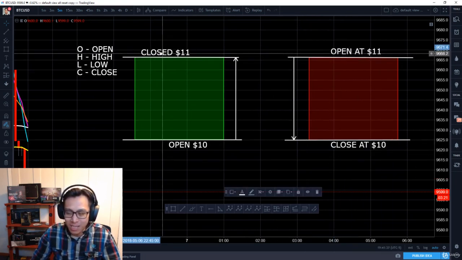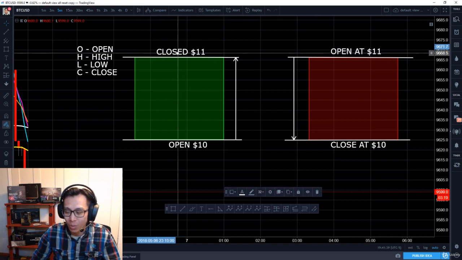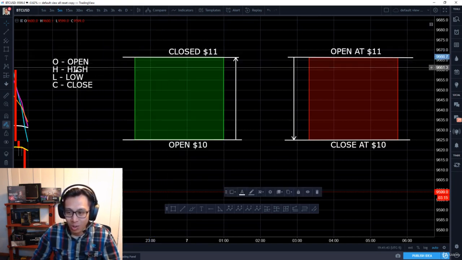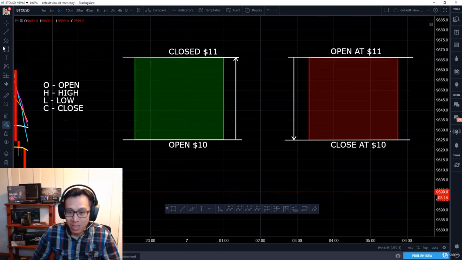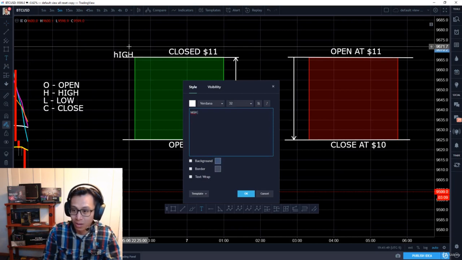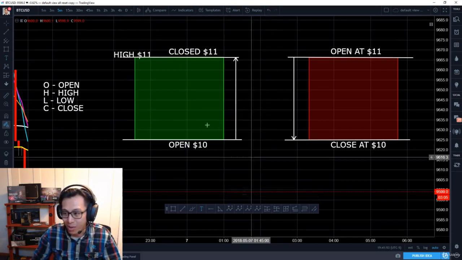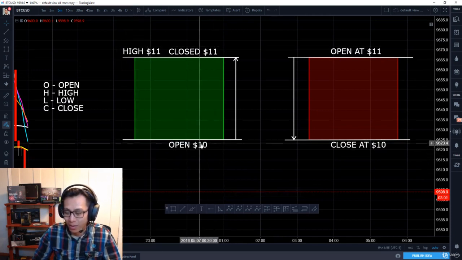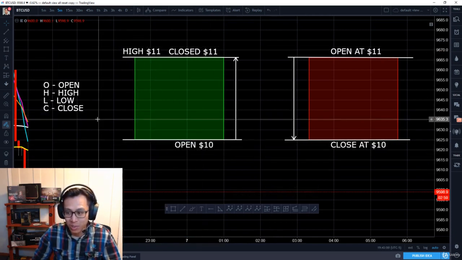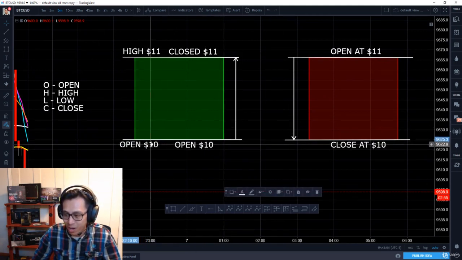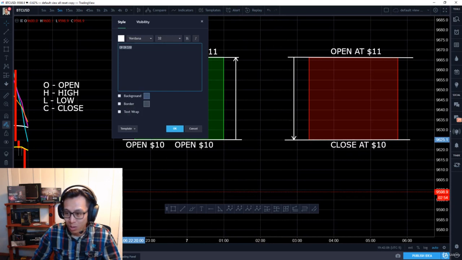But because these candles have no wick, what we're also going to say is that the high is also the same as the actual open. So the high is also $11. That's the highest that this possible candle actually got. Now, what do you think the low is? Yeah, if you said the low was $10, you got it. So the low is also $10.